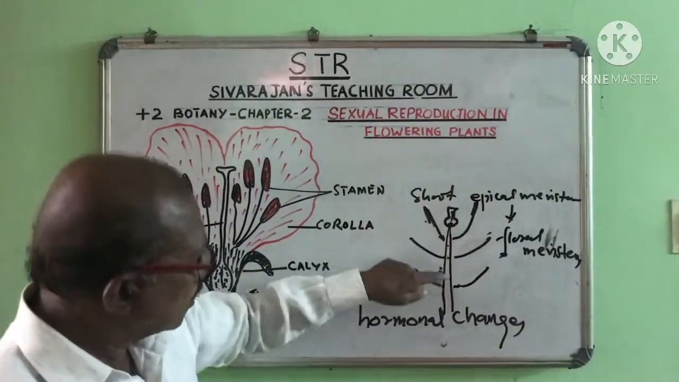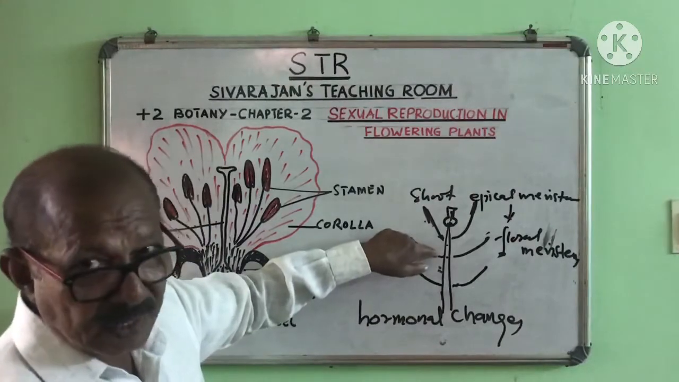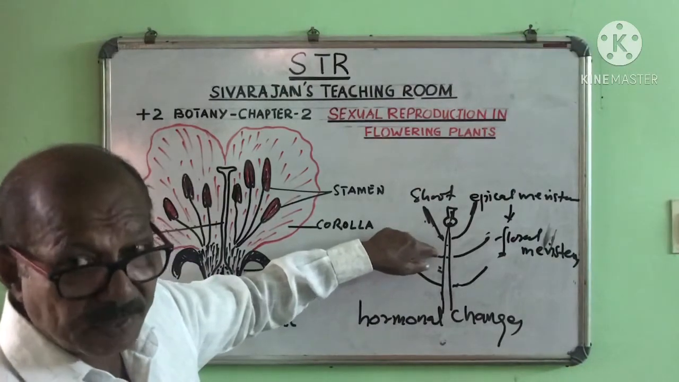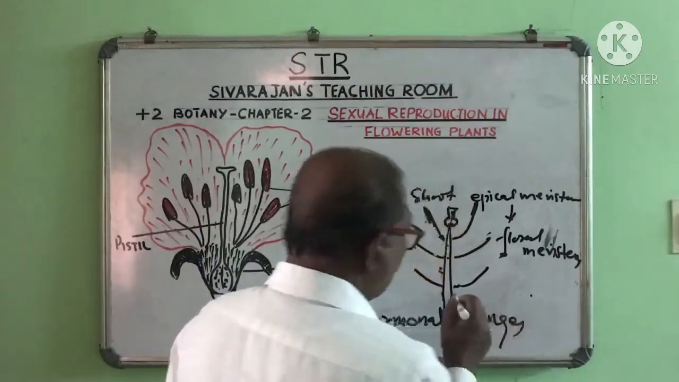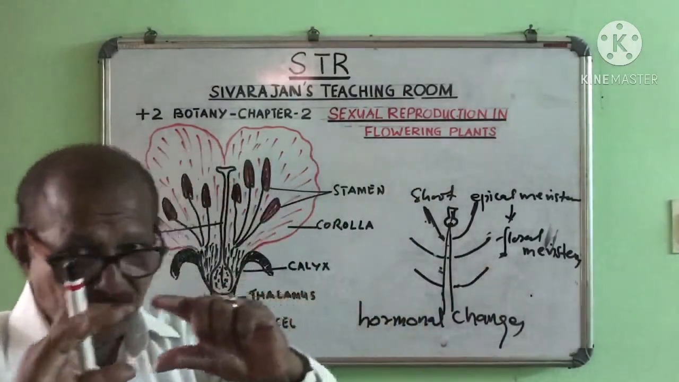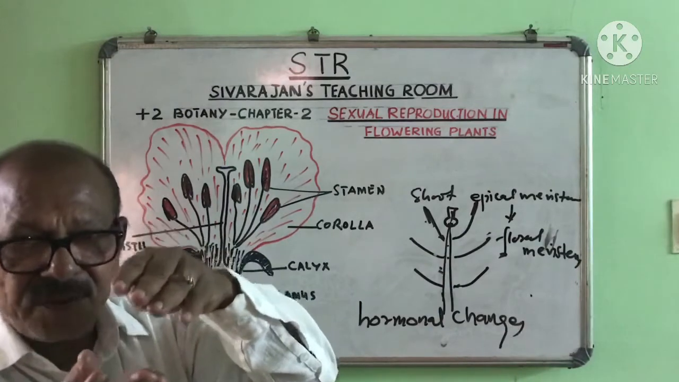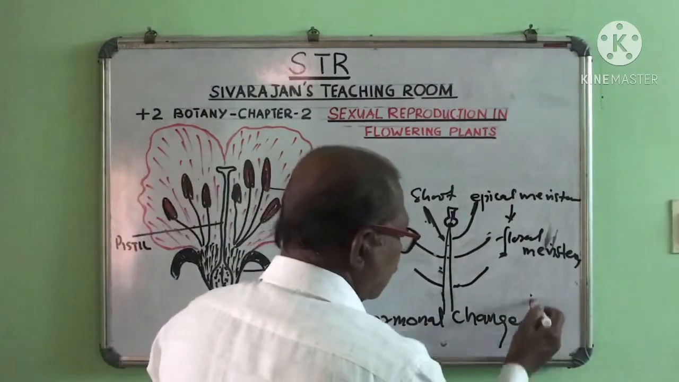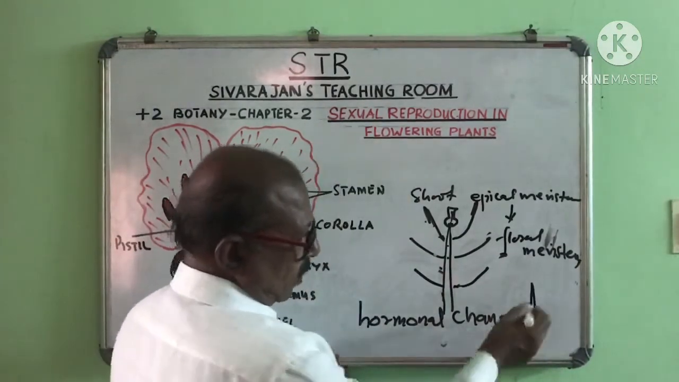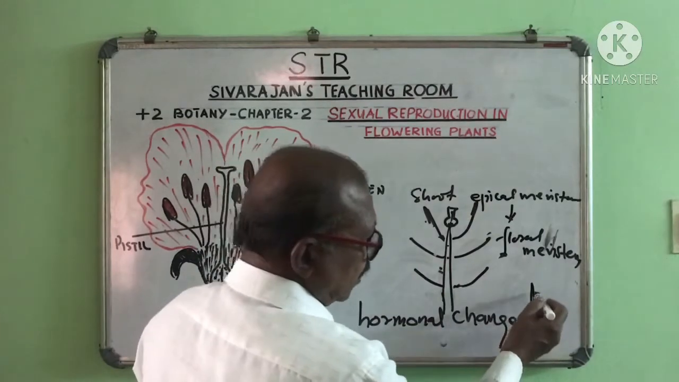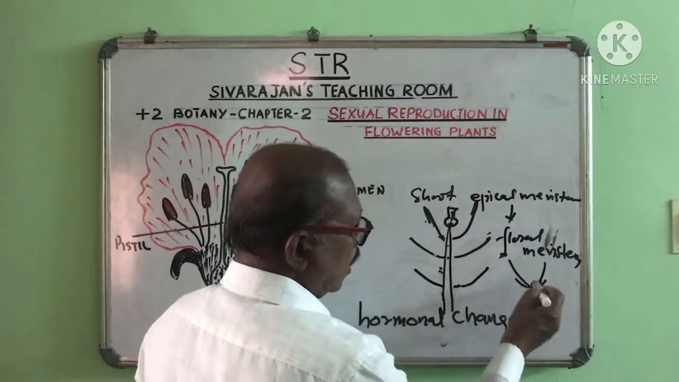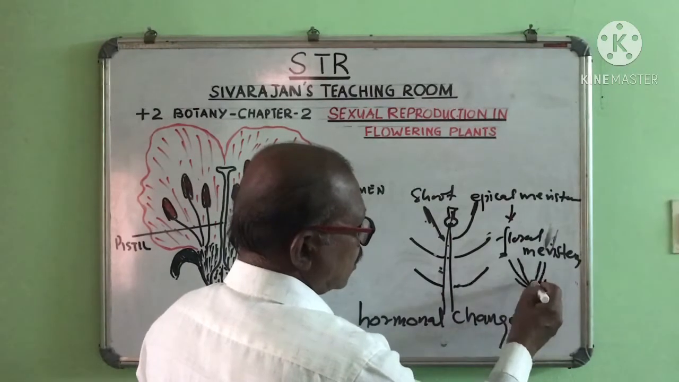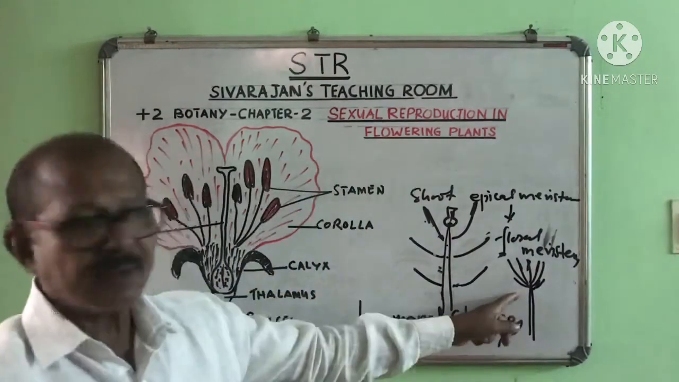Now look here, there are different nodes. So it does not get the appearance of a flower. Now what happens? These nodes become compact. That means the nodes become compact means they come very, very close. So suppose this is the flower, the apical meristem. Here develops the calyx, then the corolla, then the stamens, then the pistil. Now it has the appearance of a flower.